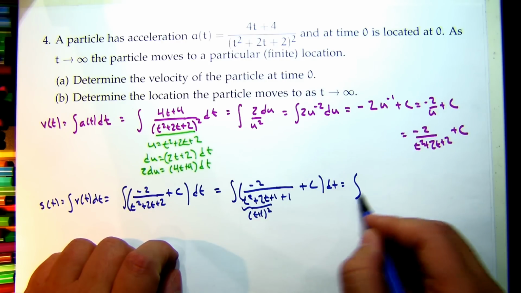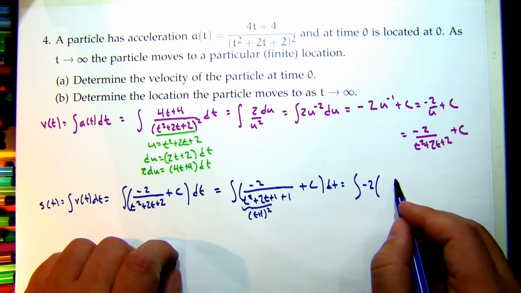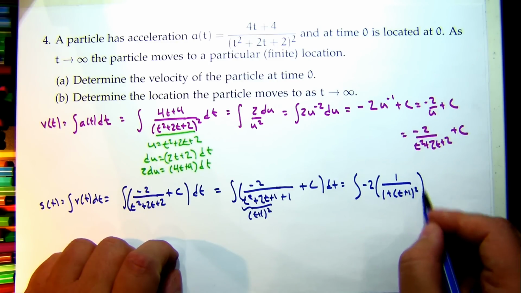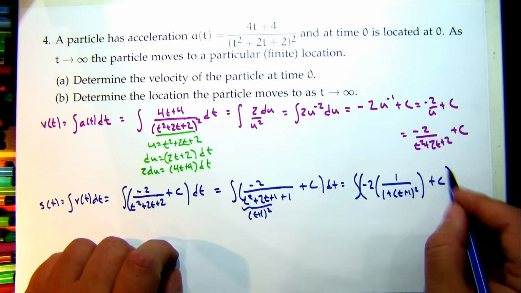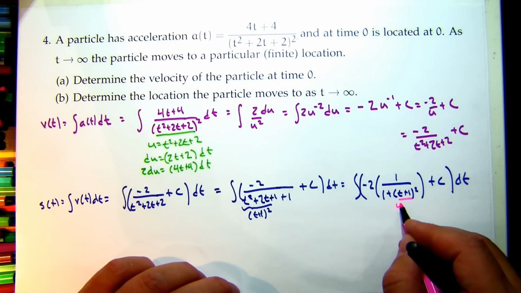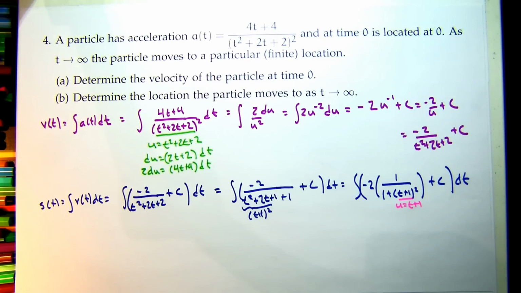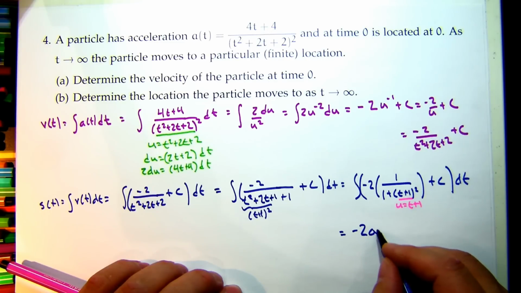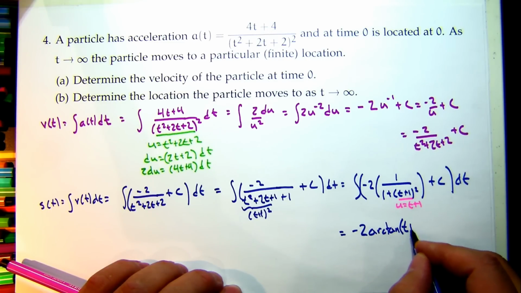So if you stare at this for a little bit, that's negative 2. Then I have 1 over, and I'll write it this way, (1 plus t) squared plus 1, plus c dt. At this point, we can now pretty much integrate it. If you're not comfortable doing this in your head, I'll tell you what to do. Set u equal to t plus 1, and then du equals dt, and then you're off to go. So, what does this become? The answer is negative 2 arctangent of t plus 1.